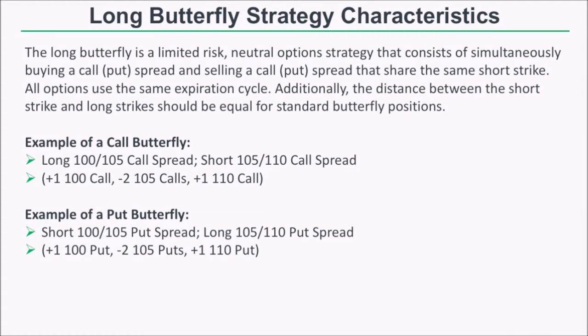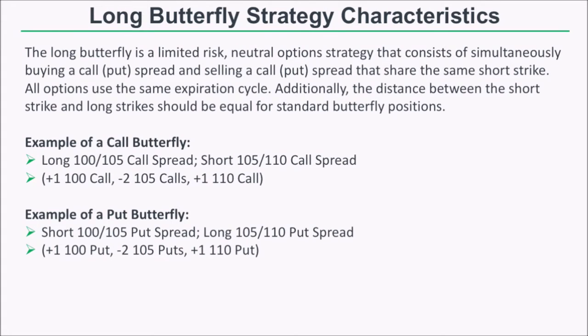So the long butterfly spread is a limited risk, neutral option strategy that consists of simultaneously buying a call or put spread and selling a call or put spread that share the same short strike. Now, all options use the same expiration cycle, and if we're talking about a traditional long butterfly spread, then the long options and short options should be the same distance apart.